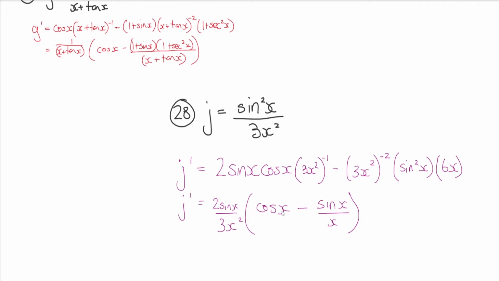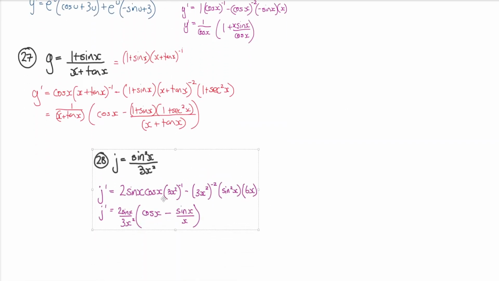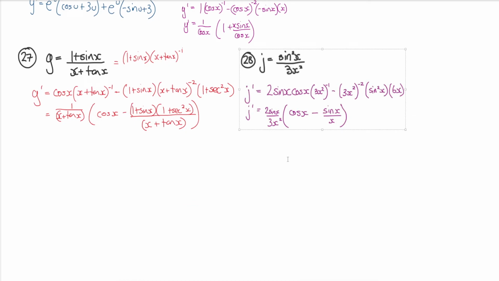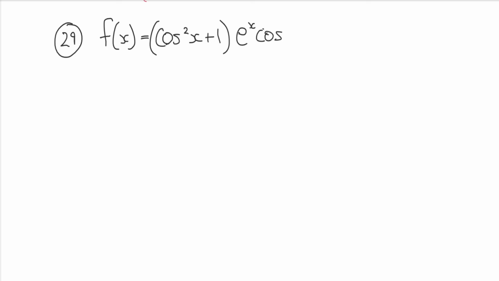Alright, J prime. There it is. Okay, let's get to 30. So that was a 27, 28, 29. Okay. Let's do it. So f of x, let's go back to the original, is cos squared x plus 1 times e to the x cos x.